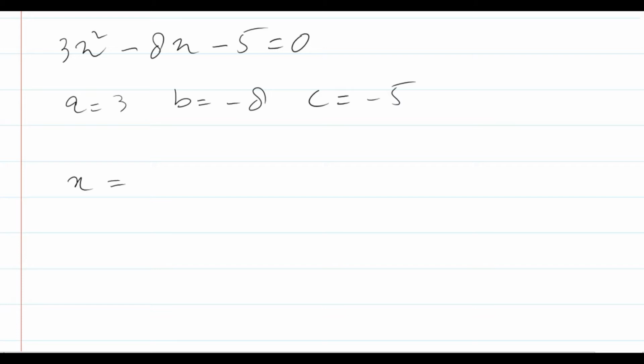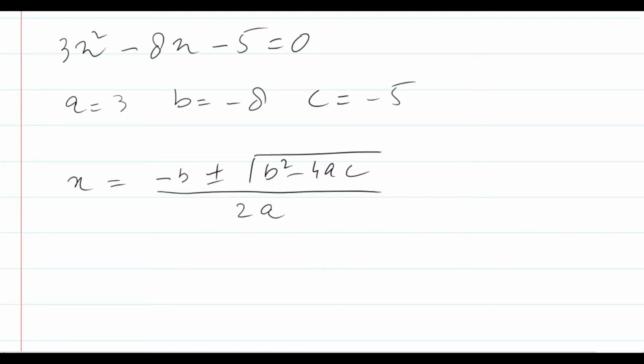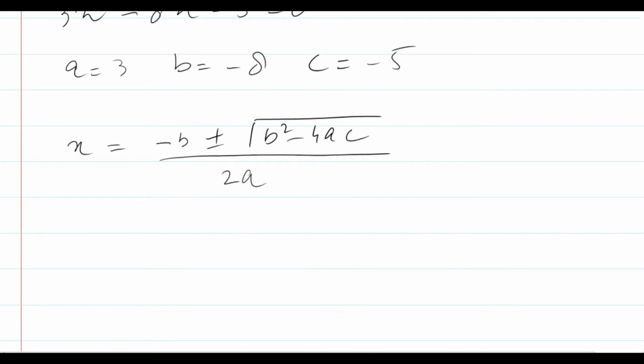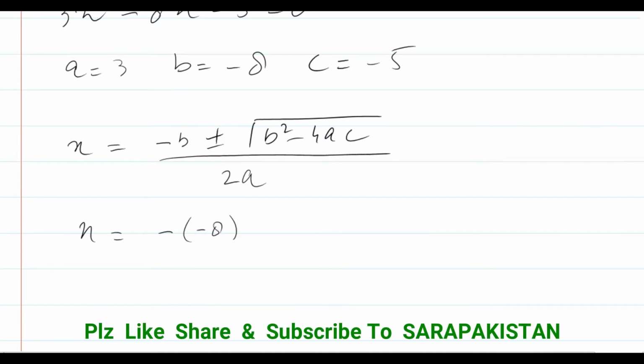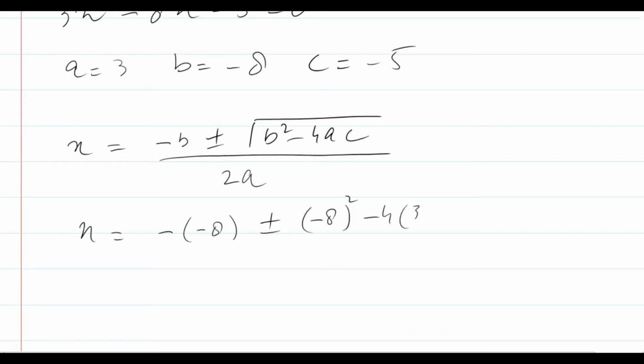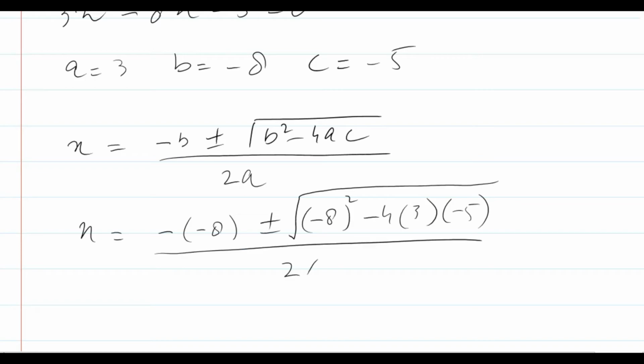Apply the quadratic formula. You know x is equal to minus b plus minus under the root b square minus 4ac whole over 2a. Now you can apply the values, and it will be x equal to minus b is minus 8, plus minus 8 square minus 4 times a is 3 and c is minus 5 whole under root whole over 2 times a is 3.